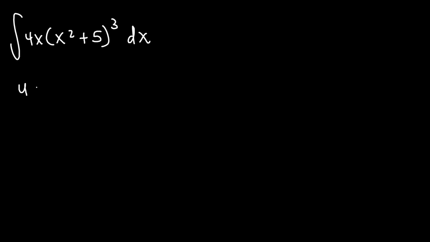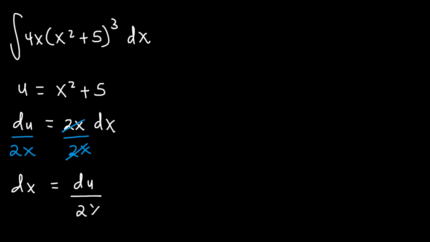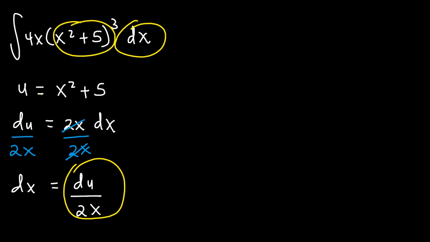We need to set u to be equal to x^2 + 5, because in this case, du will be equal to 2x times dx, and this 2x will be able to cancel with this. So now let's find dx. We shall divide this by 2x and also this by 2x. This will cancel with that, and so dx will be equal to du divided by 2x. And so we shall replace this with du divided by 2x, and then replace x^2 + 5 with u.